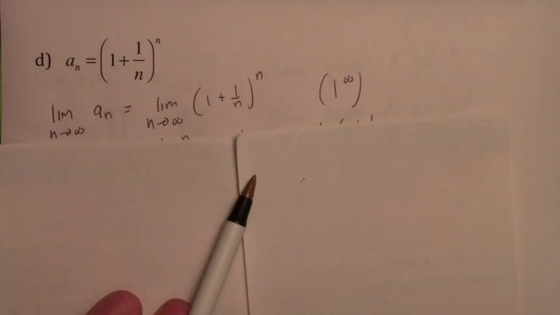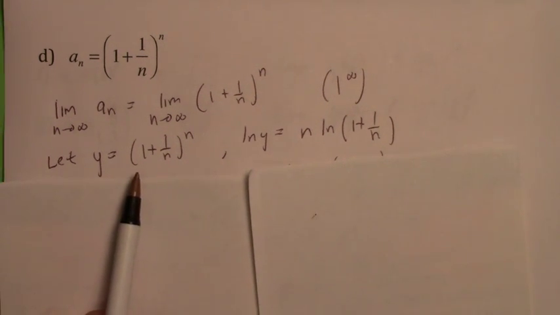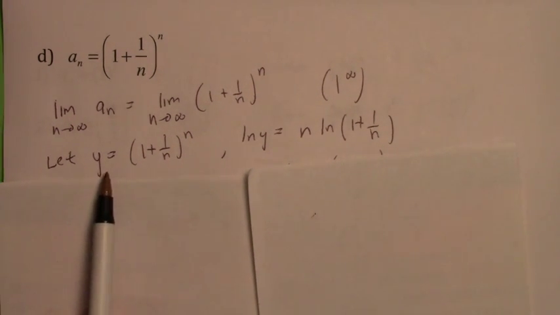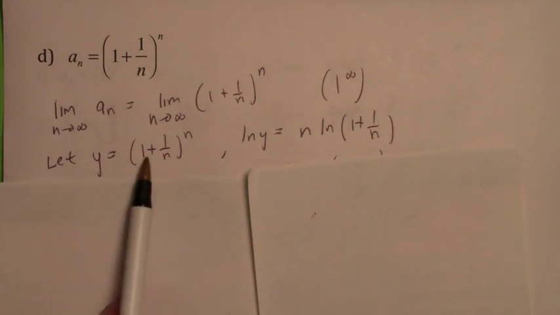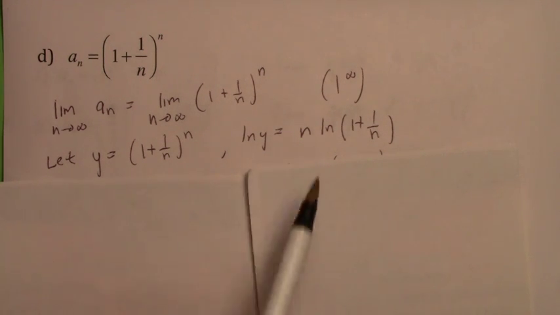So you remember how to handle that? The way you handle that in 151, we took the limit of both sides first. Well, let's first call this a sub n y, and then take the natural log of both sides. You get this. You can bring the exponent down.